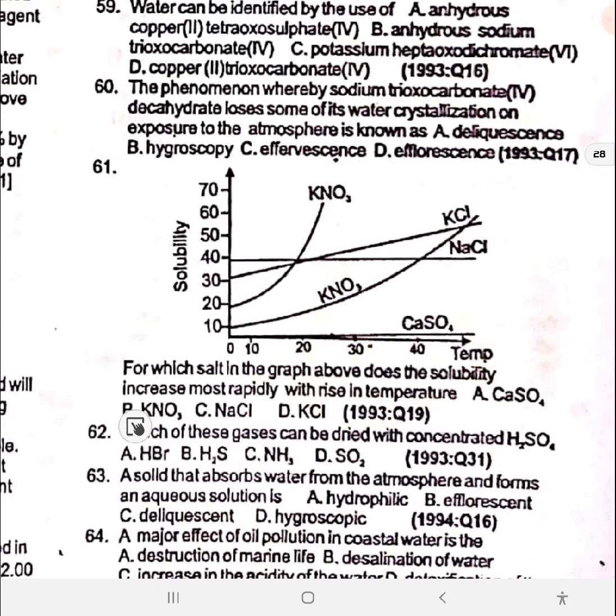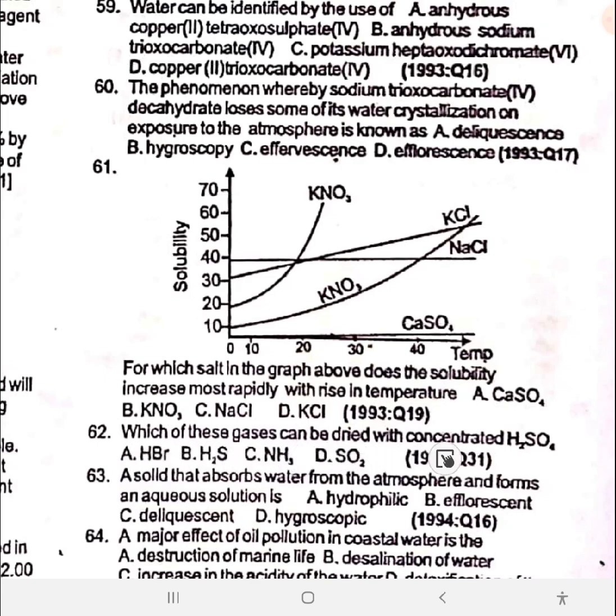For which of the graphs above does the solubility increase rapidly with rise in temperature? 61, I could say the one with the steepest curve. Anyone will get the steepest curve. So in this case, 61 is option B. Let's say something is steep, it goes like this. So the graph with the steepest curve, in this case, you see it is KNO3, option B.